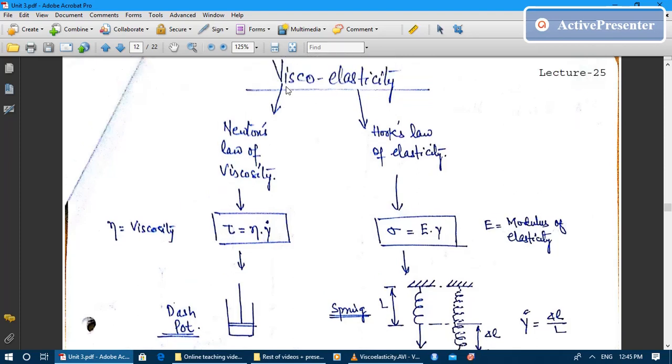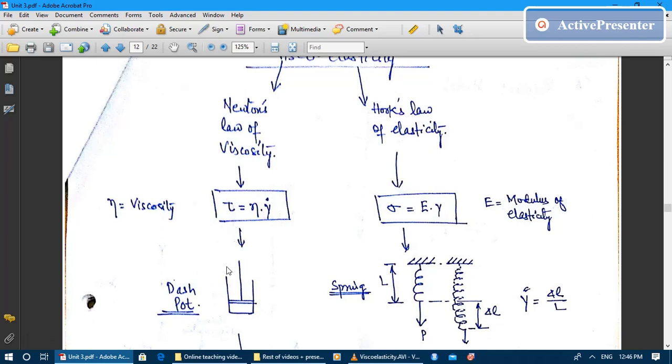And what is the definition of a viscous element or visco element? Visco element is governed by Newton's law of viscosity, which says that the shear stress is directly proportional to shear strain rate. Mind it that in case of Newton's law of viscosity we are using the term shear strain rate. This dot represents the rate, whereas in case of Hooke's law of elasticity it's just a strain, not the rate of strain. So according to Newton's law of viscosity, shear stress is proportional to shear strain rate, and the proportional constant is the viscosity. And a dash pot represents the viscous element.